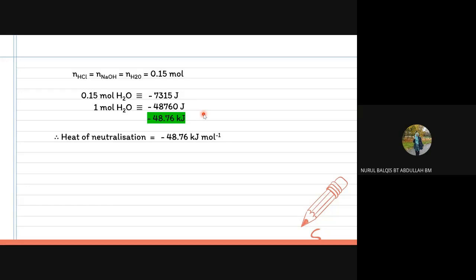Okay. Lepas tu, you tahu for every 0.15 mole H2O releases heat of 7315 joule. What if for 1 mole? So 1 mole, darab silang, you'll get 48760 joule. So this joule, kita tukar jadi kilojoule, you'll get 48.76 kilojoule. And lastly, your heat of neutralization is going to be negative 48.76 kilojoule per mole.